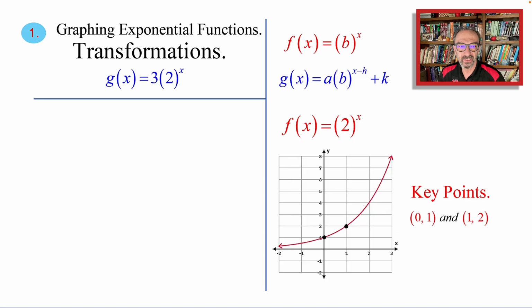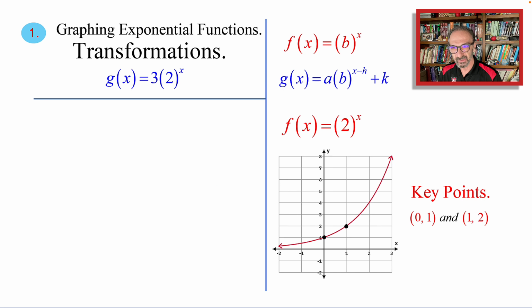Knowing 2 to the x, which is called the parent function, with the key points (0, 1) and (1, 2), as you could see right here, (0, 1) and (1, 2), because anything raised to the power 0 is 1. We have 2 to the power 0 gives me 1. So 0 gives me 1. If we plug in 1 for x, we have 2 to the power 1, and that's 2. So we need to keep this in mind as we go.